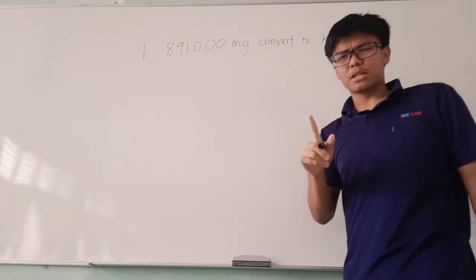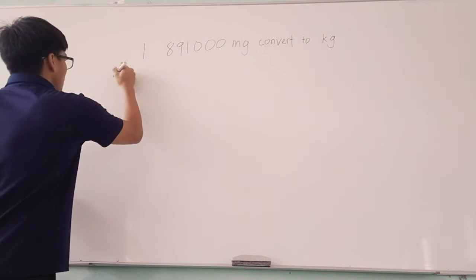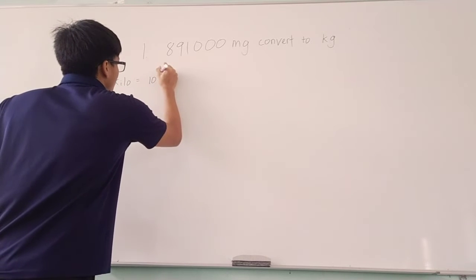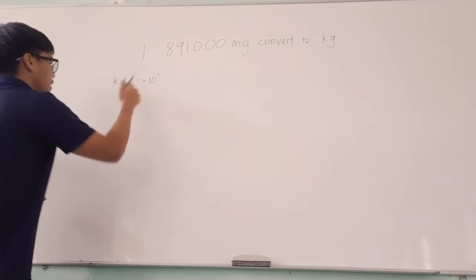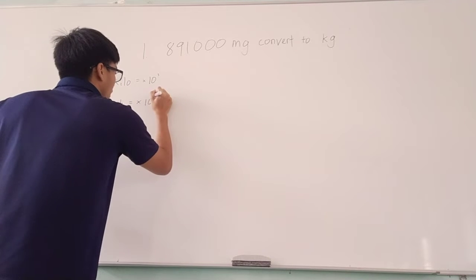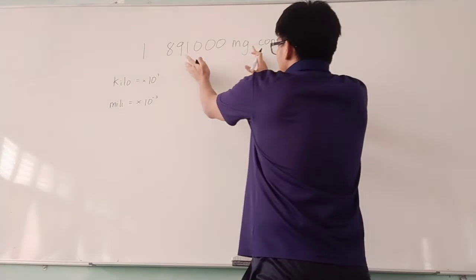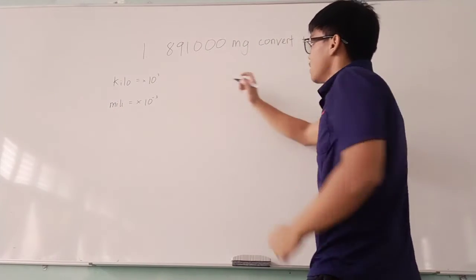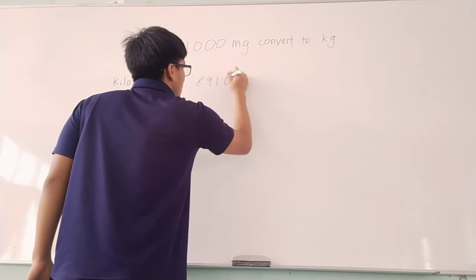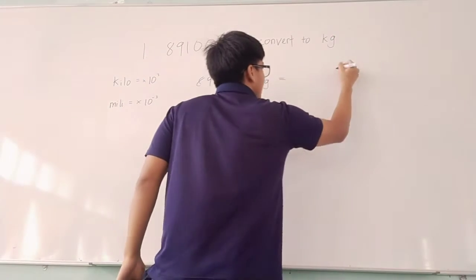Okay, first thing we need to do is to list out the series of unit conversion. We know that kilo is equal to 10 to the power of 3, and milli is times 10 to the power of negative 3. Alright, now we take this number and equal to kilogram, which will be 891,000 mg equals to something that is kilogram.